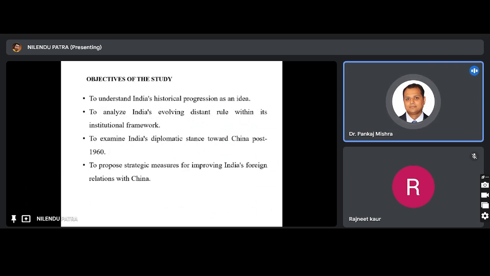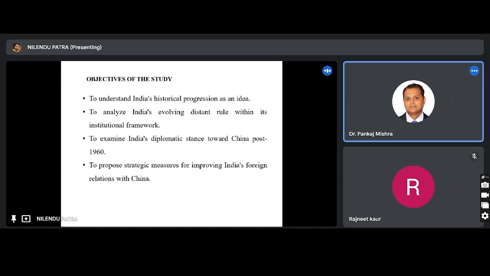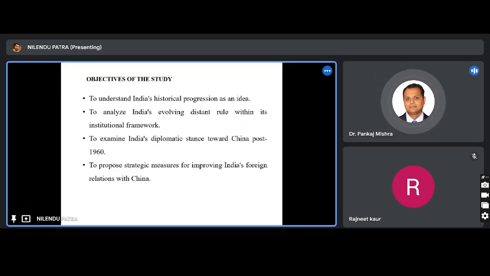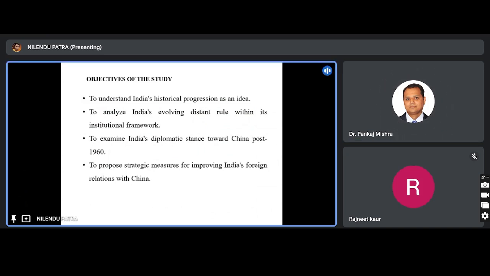Now, the purpose and strategic measures for improving Indian foreign relations. I did this research to understand what measures the Indian government, or we as the people of India, should take to maintain a good relationship with China that is fruitful for our country, without losing our sovereignty, our land, our respect, or our position as a global partner. So these are your four objectives that you have to explain as I explained to you. Okay, move ahead.